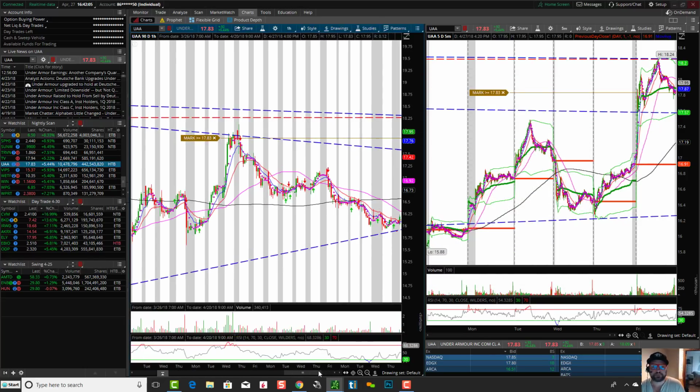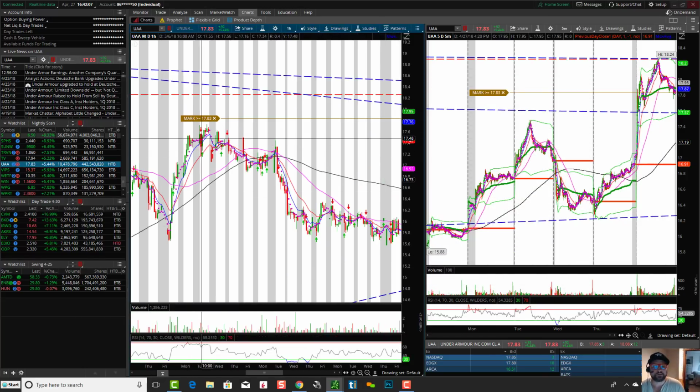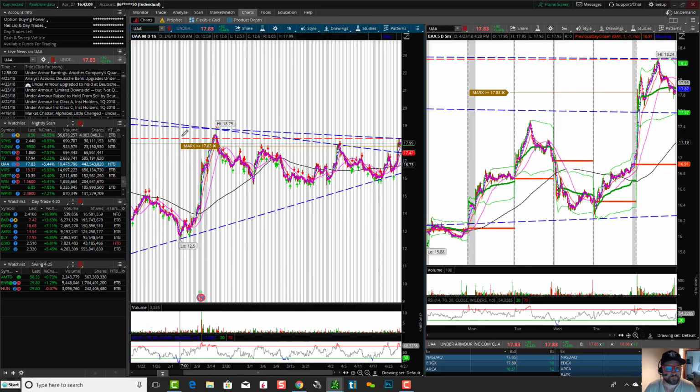And that is the, where is it? 1875. I want to be careful here. So if we can get above this 1780s, get above $18, watch for 1875. If that rejects, that would be a double top. So you want to be careful. UAA, Under Armour.